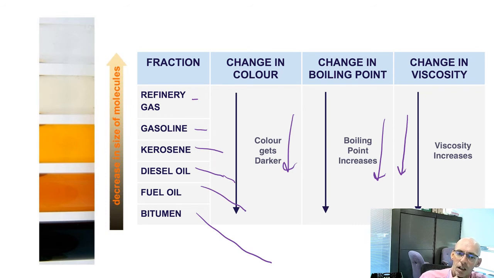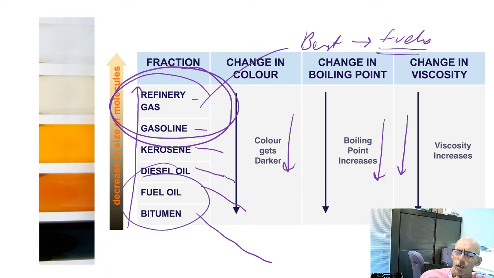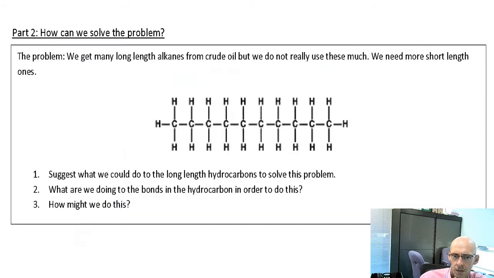As the chains get shorter, they're easier to burn. So we actually think that these ones at this end are the best. They're the most useful, and they're the best because they're good fuels. You can use them to burn quickly. The ones at the bottom here are less useful as fuels. Last couple of little bits.